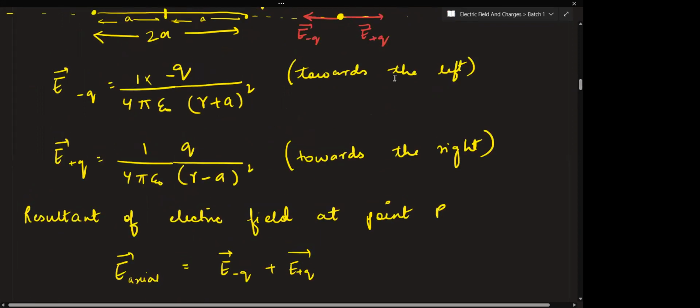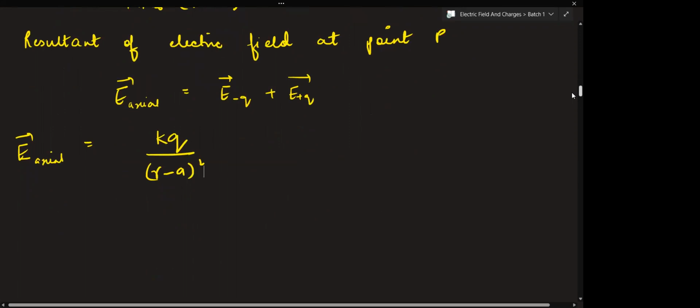Now we are not writing the vectors. We are actually solving the vectors. So this will be minus KQ divided by (R plus A) whole square. Is it clear till here? First tell me.